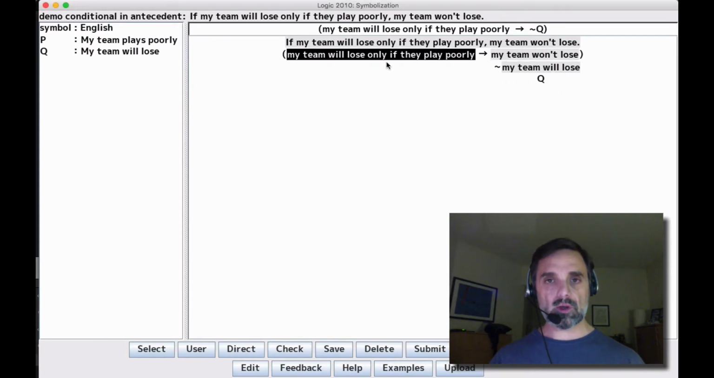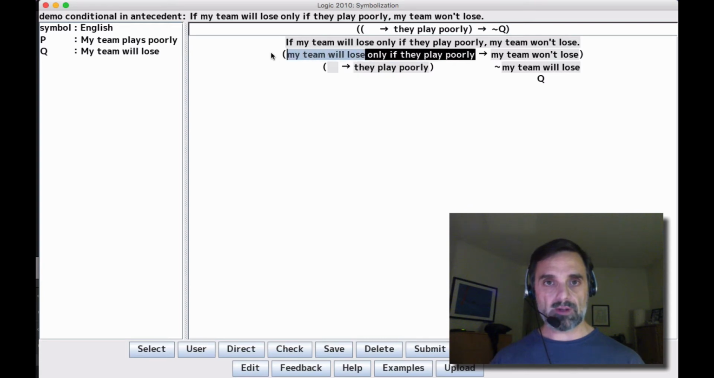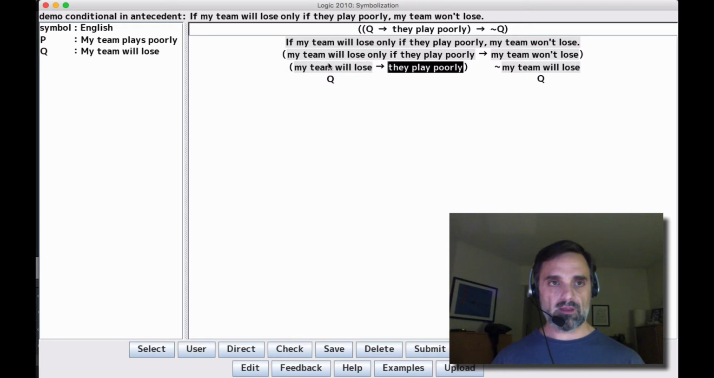My team will lose only if they play poorly. Okay, so this is an only if. And only if hooks on to the consequent, so it's a conditional, and since only if hooks on to the consequent, they play poorly is the consequent. My team will lose, that's the antecedent. My team will lose is Q, they play poorly is P. And there we have our first symbolization.